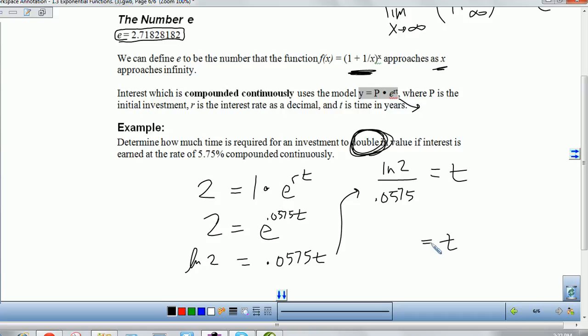And when you plug that into a calculator, you get about 12.054 years. So about 12 years. You know, and that's doubling any amount. That doubles $1, that doubles $100 million. It's going to take 12 years.